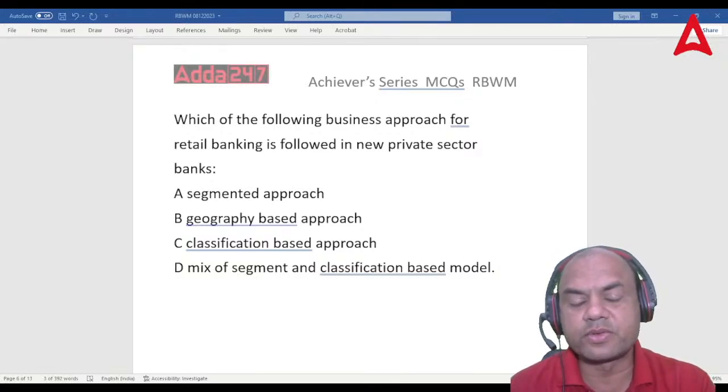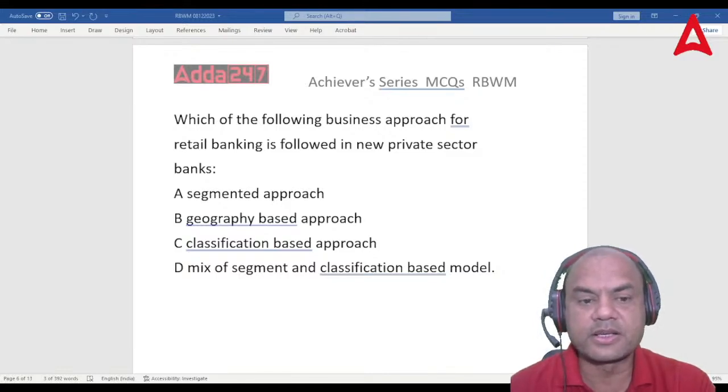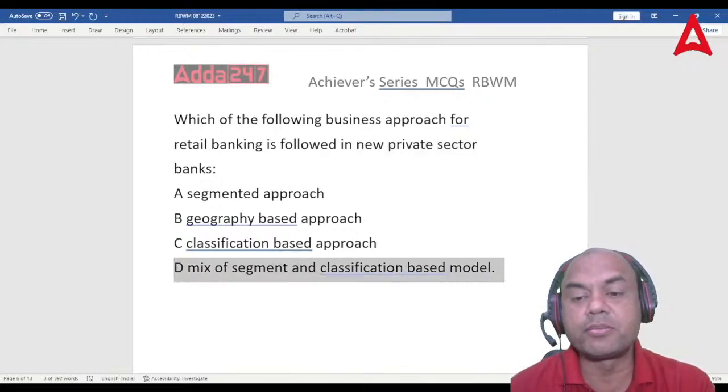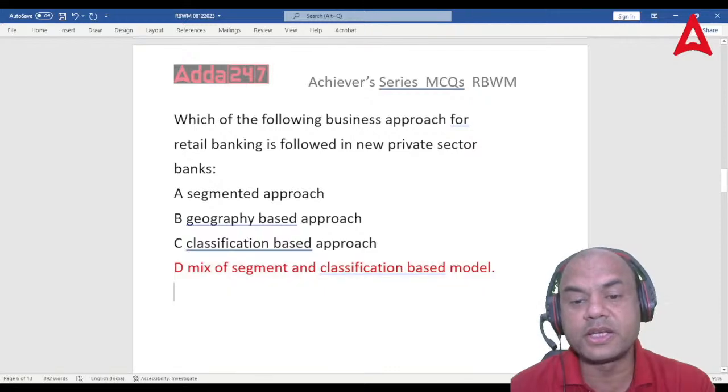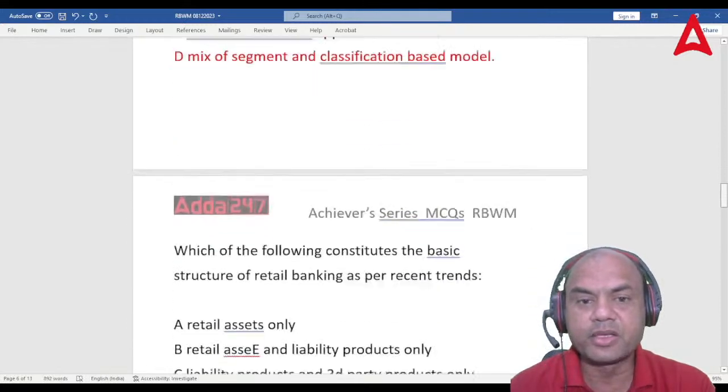So what is the answer for this? The answer is mix. Remember, it's a mix. They always follow the mixed approach, the new private, Indian private sector banks. Okay. Next one.